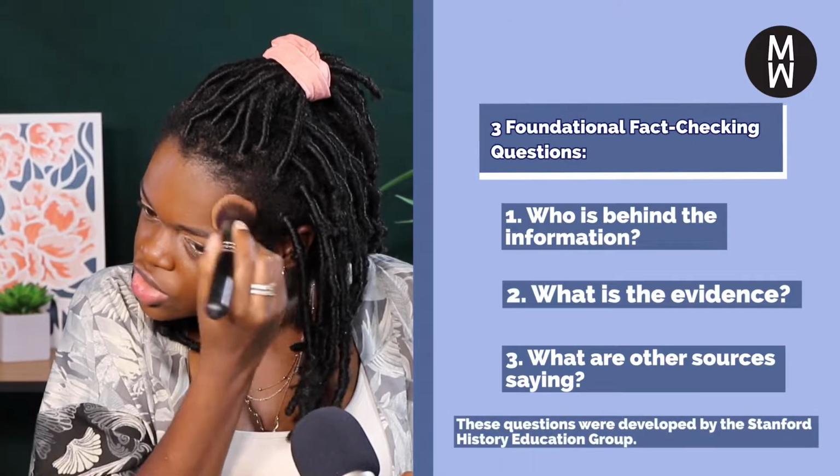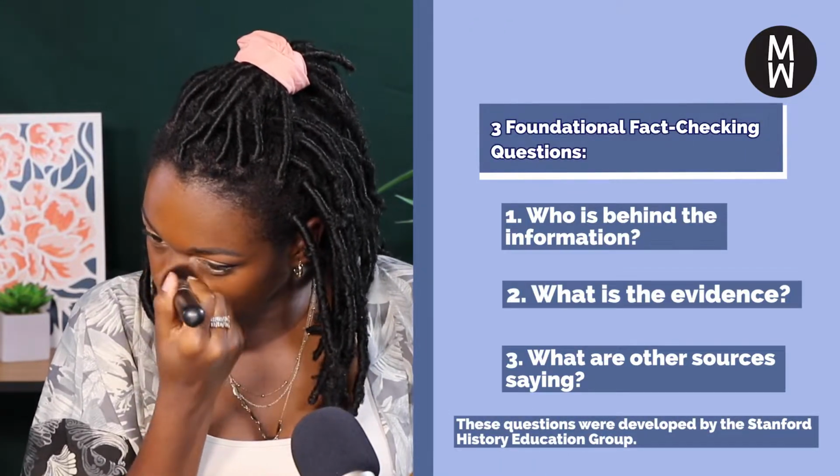Earlier, I mentioned the question, who is behind the information? That is, of course, the first thing you want to ask yourself when you're fact-checking a claim. It's the first question in a series of questions developed by the Stanford History Education Group. Again, I talked about them already in my ASMR video, but here they are again, just in case you need to know what they are.